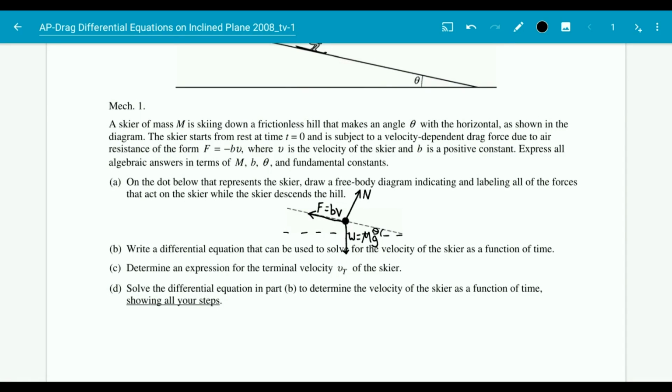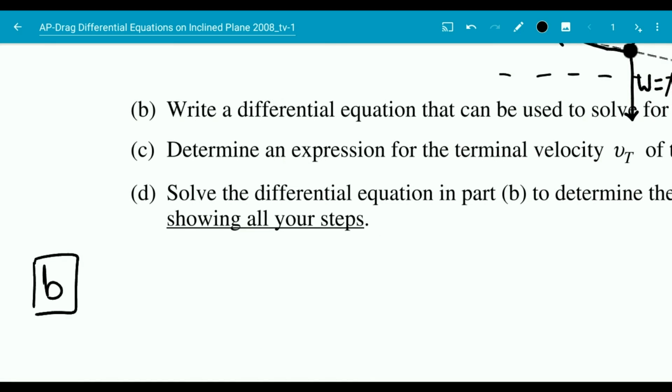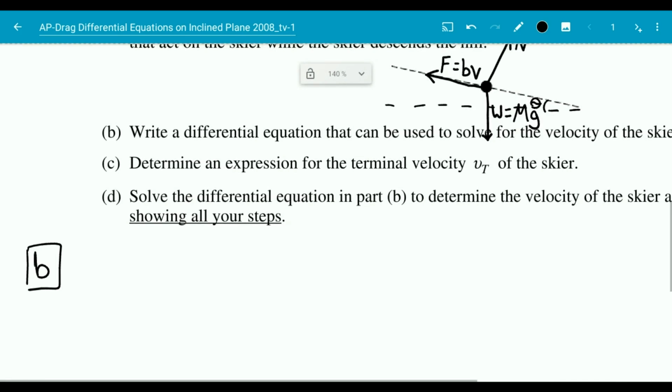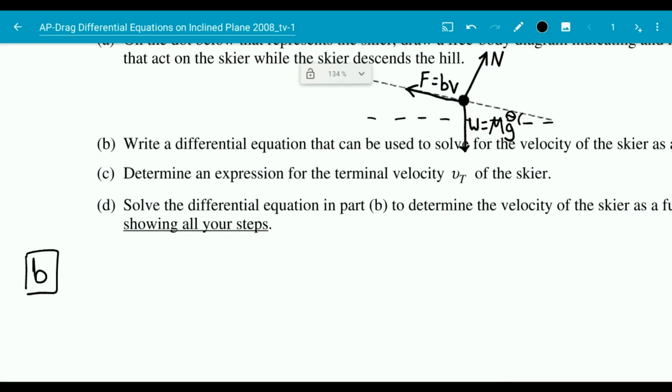Part B: write a differential equation that can be used to solve for the velocity of the skier as a function of time. So to do this, we're going to start by thinking, how can we write this differential equation? Like I said, a differential equation is an equation that contains a variable and the derivative of that variable. It's a simple explanation, but one way we can think about this is that we want velocity and the derivative of velocity with respect to time. That's the variable and the derivative of that variable that we're going to want to get.